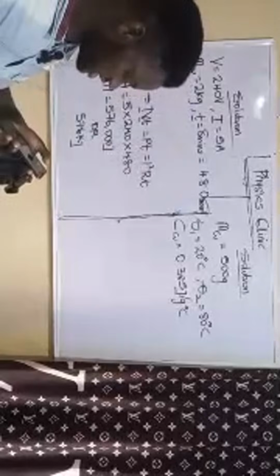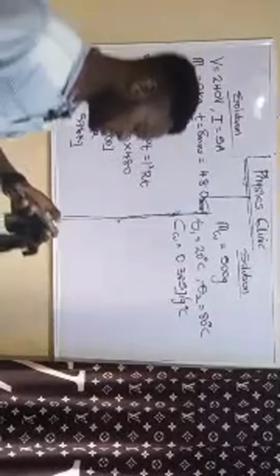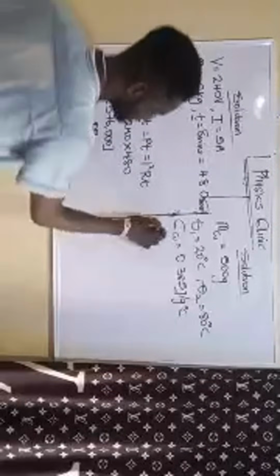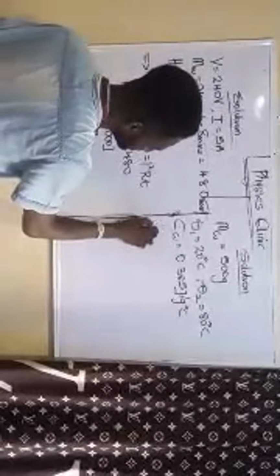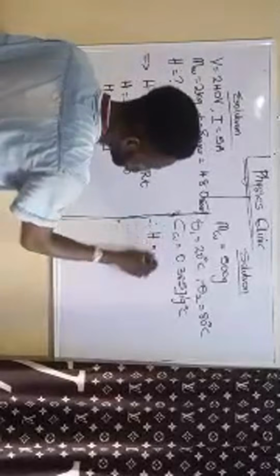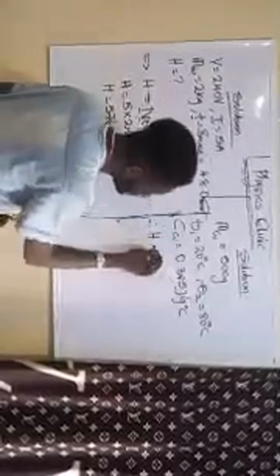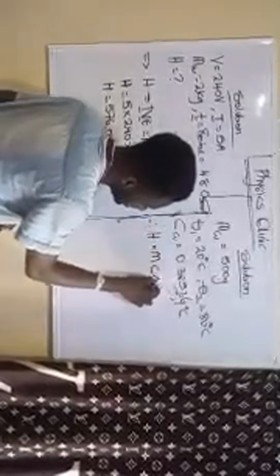And we are told to calculate the amount of heat energy transferred to the copper block. The amount of heat energy transferred to the copper block is simply the heat quantity of the copper block. And we know the formula very well, mcΔθ. So this is the amount of heat energy transferred to the copper block. So let's get the value.